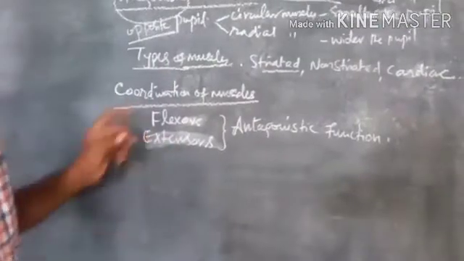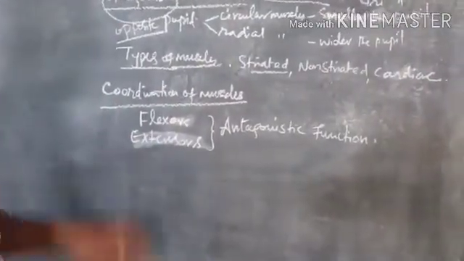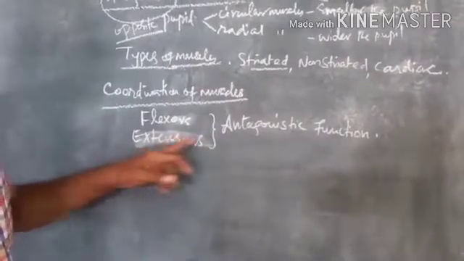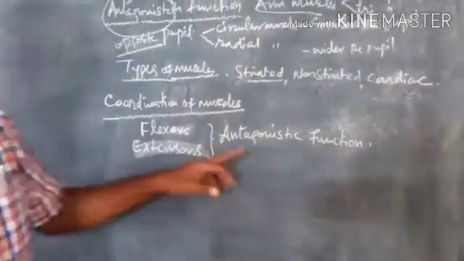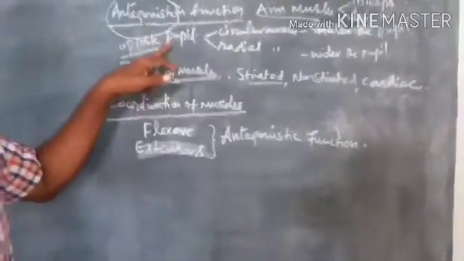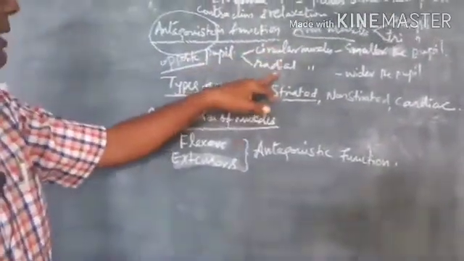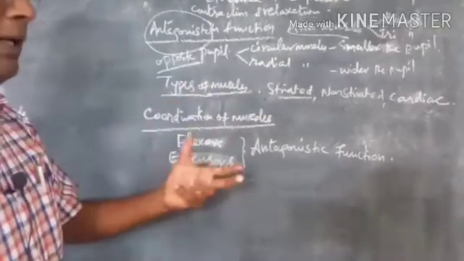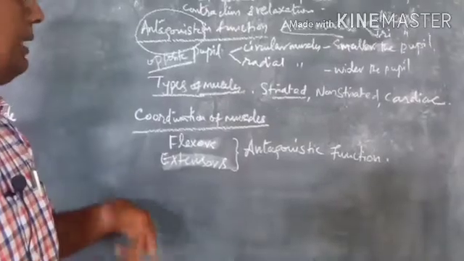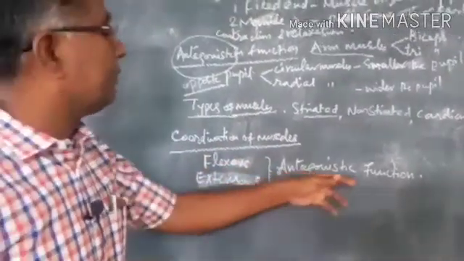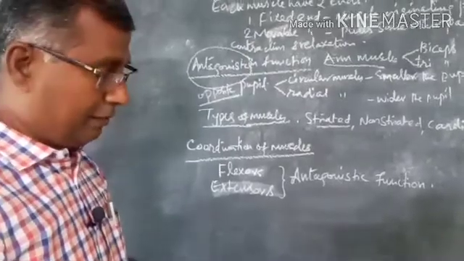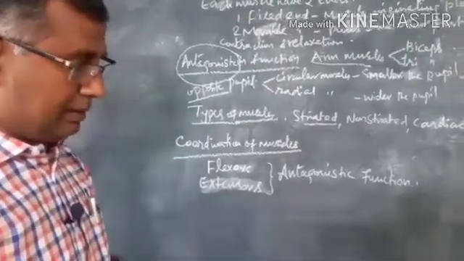Then finally, coordination of muscles. Coordination of muscles means having flexors and extensors. They also have antagonistic function. We already saw it with the arm muscles and the pupil. Understand? The circular muscles, radial muscles. So one contracts, another relaxes. When the first one contracts, the other one relaxes. The muscles are antagonistic, or opposite in function. Understand? Thank you.